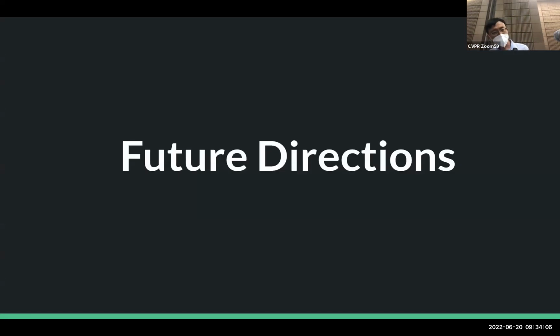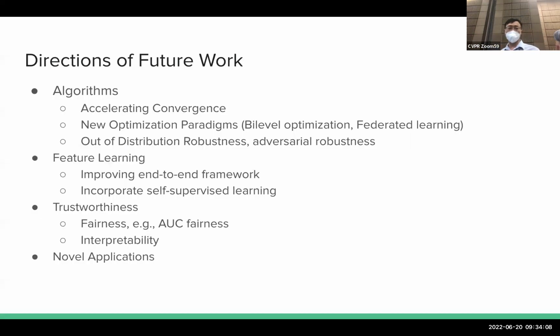Okay, so finally, I want to mention some future directions. This is definitely not an exhaustive list. I just mention some interesting directions for you to consider. The first thing is to consider further improving the algorithms. I think there's still much room to improve the algorithms, for example, accelerating the convergence. The convergence may not necessarily be optimal right now. How do we improve the convergence for different stochastic algorithms for optimizing those measures?